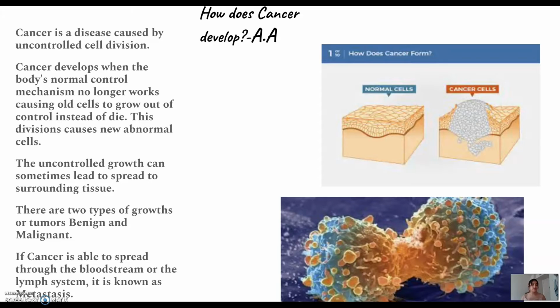Carcinomas begin in the skin or tissue that lines the internal organs. Sarcomas develop in the bone, cartilage, fat, muscle, or other connective tissues. Leukemia begins in the blood and the bone marrow. Lymphomas begin in the immune system, and central nervous system cancers develop in the brain and the spinal cord.